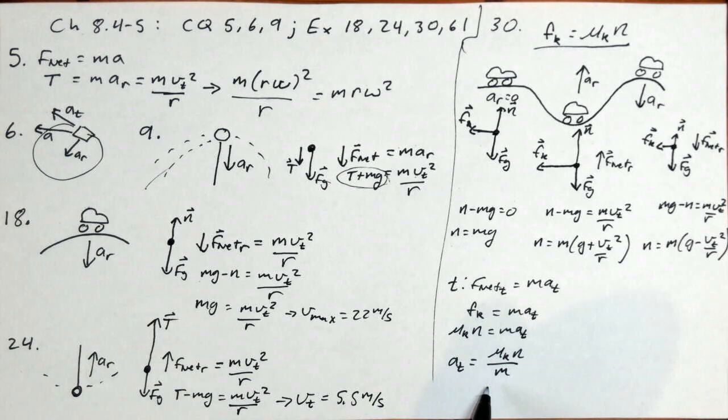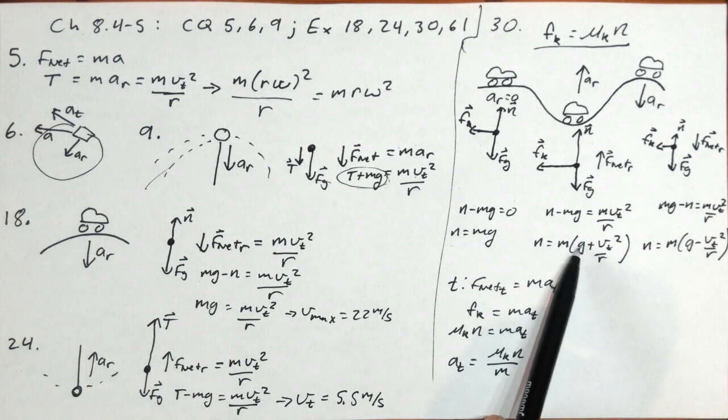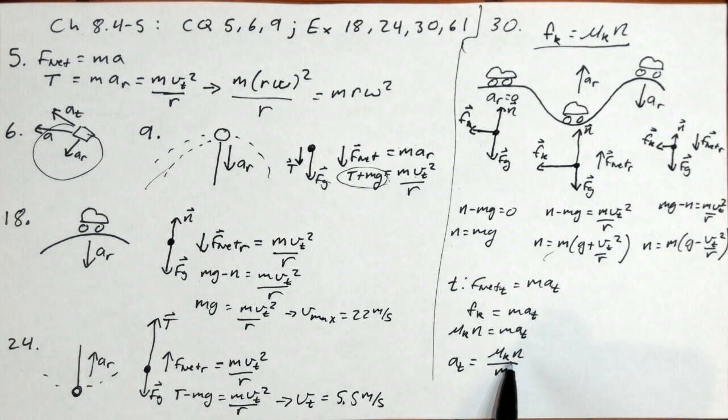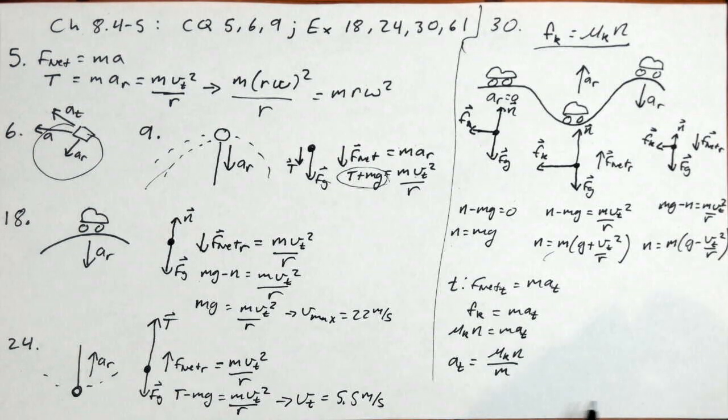And so the m's cancel. You get 0.8 times g. In the second case, you'll get something a little bit bigger because the m's still cancel, and so your g becomes a little bit bigger, but then you multiply by 0.8. And in the final case, it's a little bit smaller than the first case. So I'll let you plug in your numbers to figure that one out.